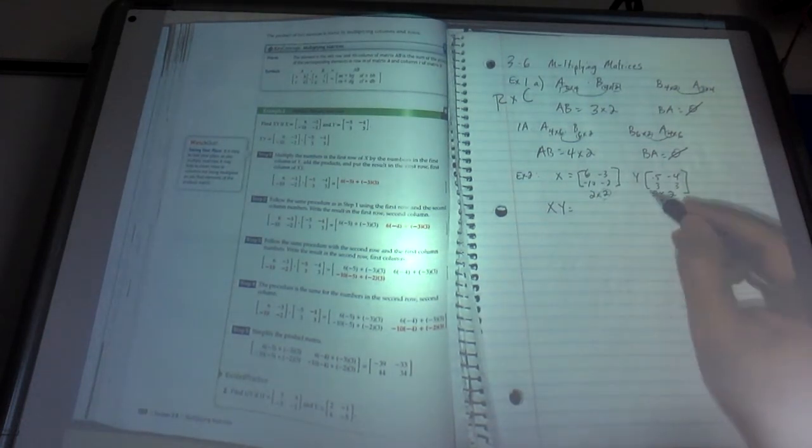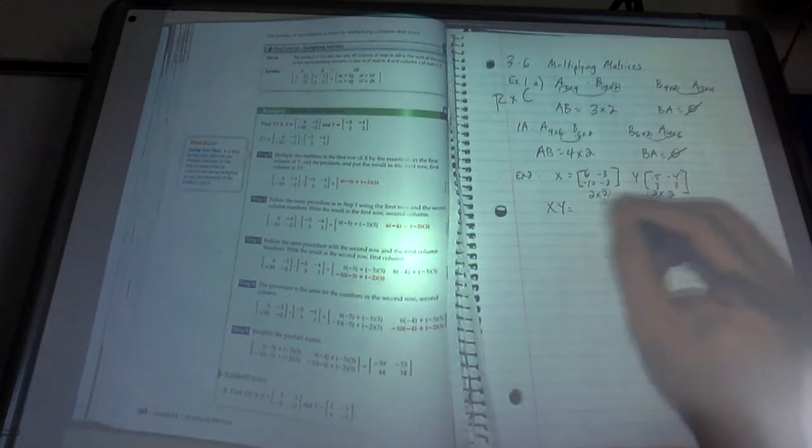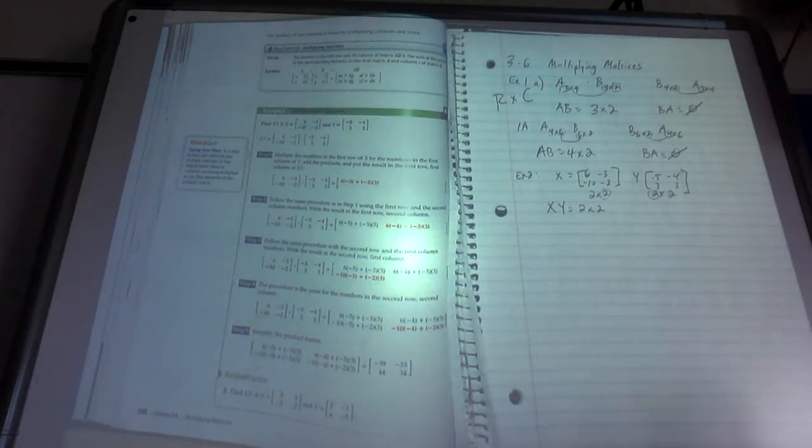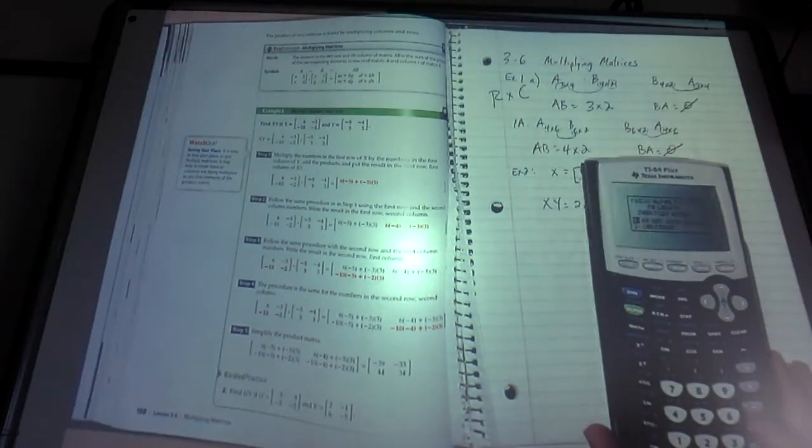I compare the insides. Are they the same? Yes. I'm going to be left with a 2x2 matrix, which is what I'm expecting my answer to be. And we're going to do it in the calculator. So let me walk you through how to do this in here.